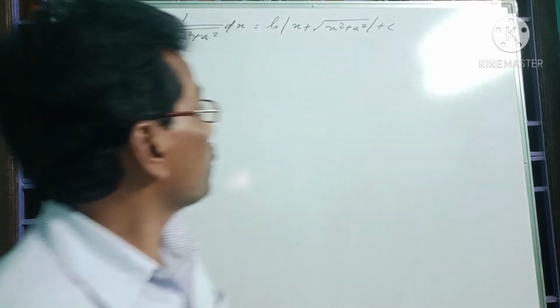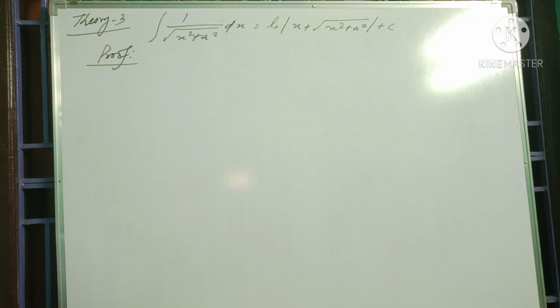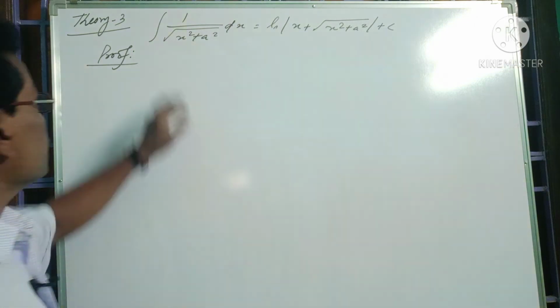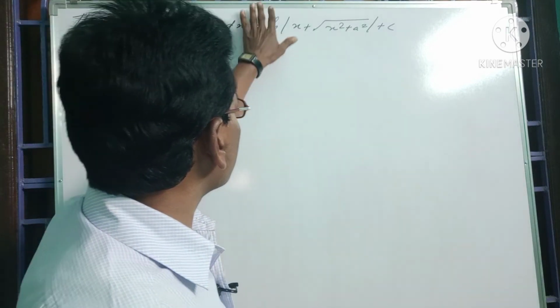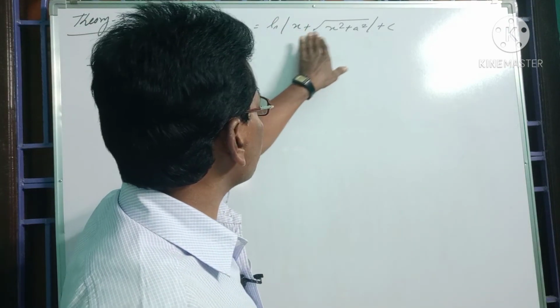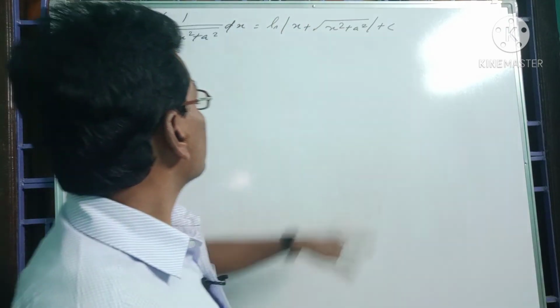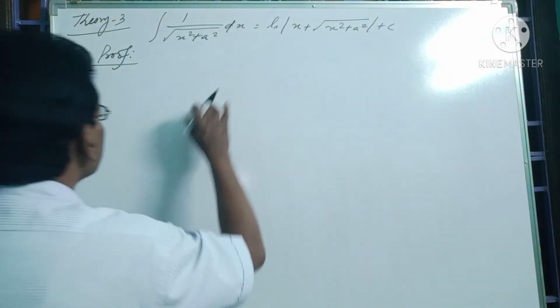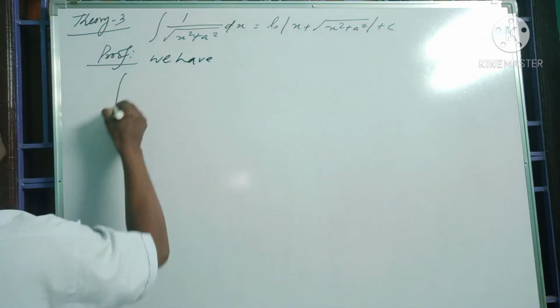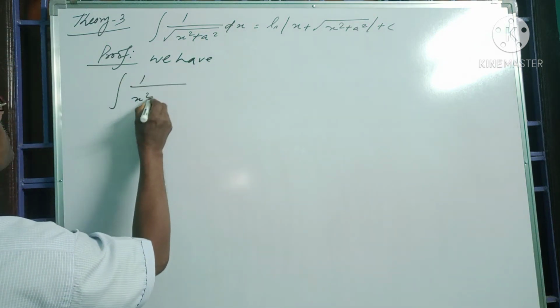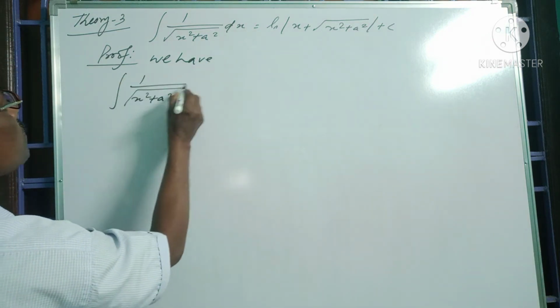Now we have to derive the formula in theorem 3, that is the integration of 1 by root of x square plus a square with respect to x is equal to ln of mod of x plus root of x square plus a square mod plus c. So to prove this result, we have integration of 1 by root of x square plus a square with respect to x.